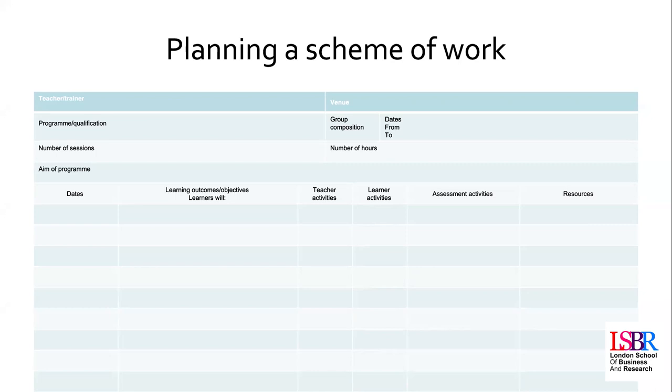You want to always be thinking about, in your lessons, teacher activities versus learner activities. Is it mostly teacher activities or is it mostly learner activities? So always have that balance in your lesson, so it becomes more learner-centered rather than teacher-centered. And then you want to be thinking about the activities related to the learning. How many are there? Are they good at assessing the learning that's been happening?